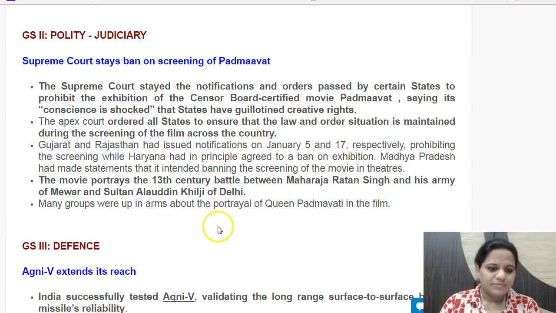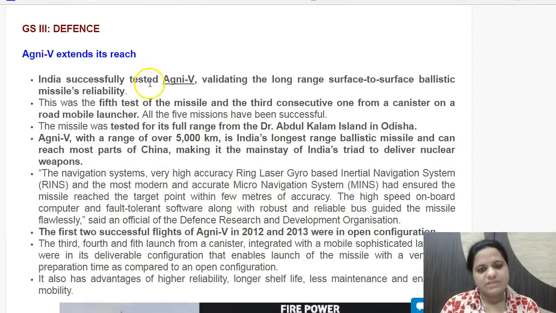Then next is Agni 5 extends its reach. This is regarding Agni 5, the long-range surface-to-surface ballistic missile, which has been tested by India for the fifth time now. This fifth test has been consecutively carried out successfully. This fifth consecutive test has taken place from a canister on a road mobile launcher.